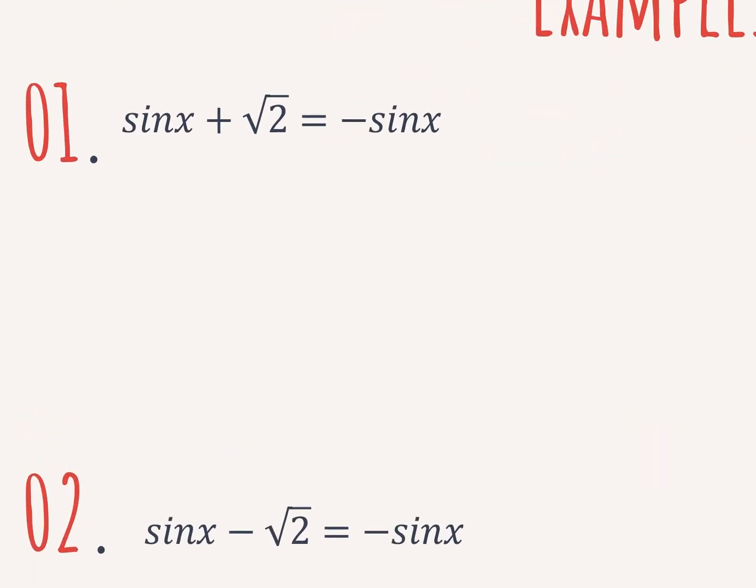So for number 1, I've got sine of x plus the square root of 2 equals negative sine of x. Is my sine of x isolated? Is it on a side by itself? No. So what do I have to do to get it there? You could subtract sine of x from the left. These cancel, and I get positive square root 2 equals negative sine of x minus sine of x, which would be negative 2 sine of x. Is sine by itself yet? No, I would divide by negative 2.